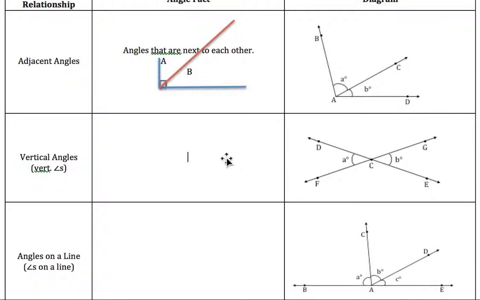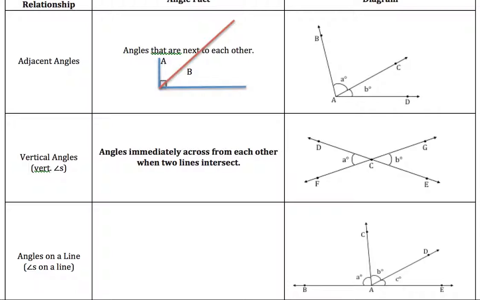Vertical angles are angles that are right across from each other at an intersection. So when two straight lines intersect, you get four angles. You can see that right here. Two straight lines cross, and I have four angles: 1, 2, 3, 4. The angles that are immediately across from each other are called vertical angles. The word intersect just means that they cross.